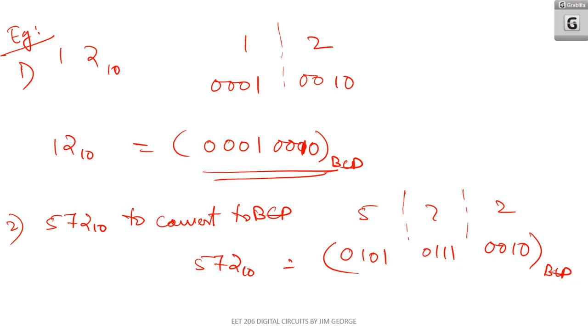So I think you understood the concept of converting a decimal number into a binary coded decimal. Now, the next part is, if you are given a BCD, how will you find the corresponding decimal number?